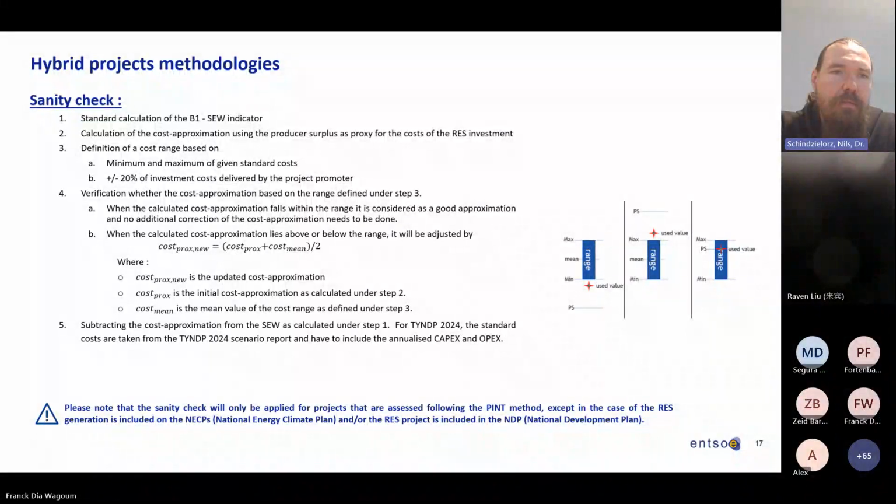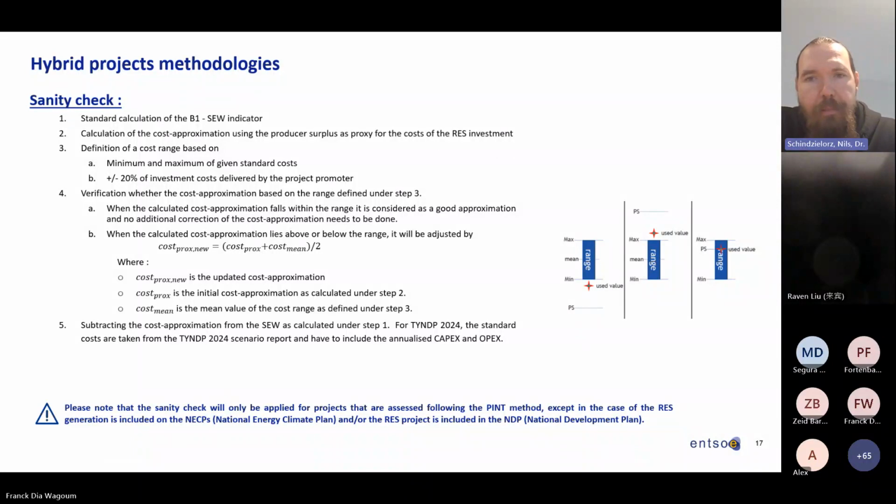And what we are then doing is defining a cost range. We have two different possibilities to do this. We can give a minimum and a maximum cost based on standard costs. And if the project promoter delivers some detailed costs for this wind generation, then we say that it's plus minus 20%. Both option A and option B lie within a reasonable range, so they are comparable to each other. Therefore, this can be used as a range of the costs. And this is what you see in the little figure here on the right-hand side: a range of the costs between a minimum and a maximum value.